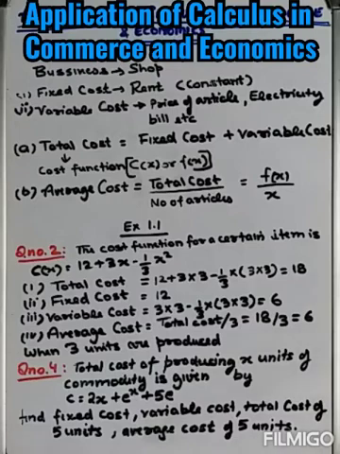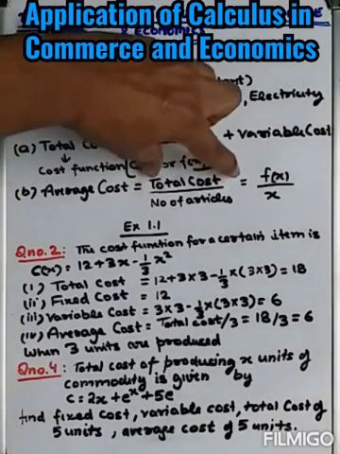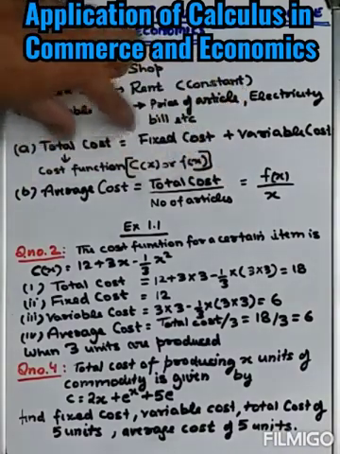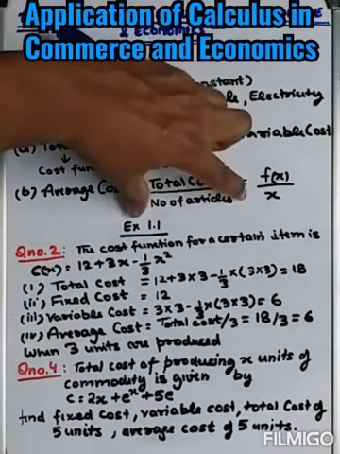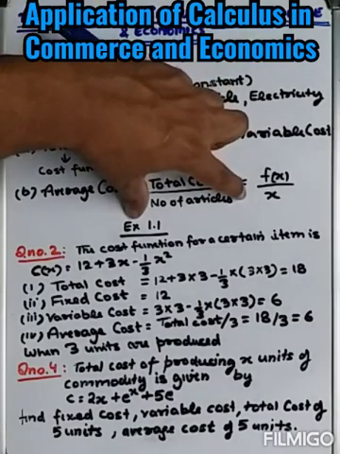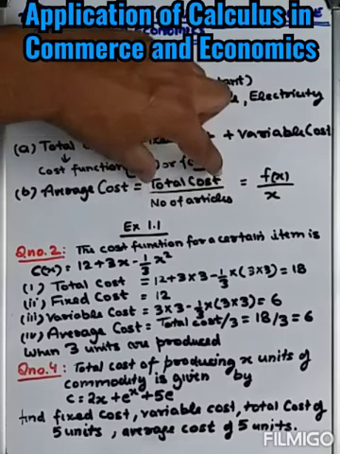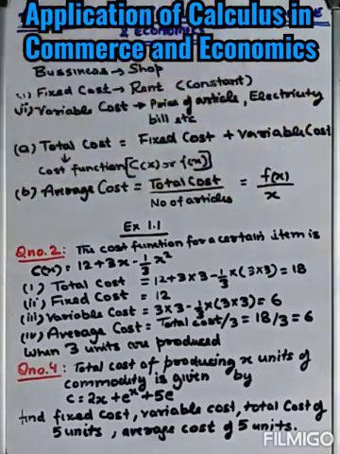Rent per month is, suppose, 20,000. So 20,000 plus 100 mobiles multiplied by the value of each mobile, that is 10,000. Whatever the value, that will be the total fixed cost. And if we divide total cost by the number of mobiles, suppose we have sold 100 mobiles, this gives the average cost, that is the cost of one mobile.